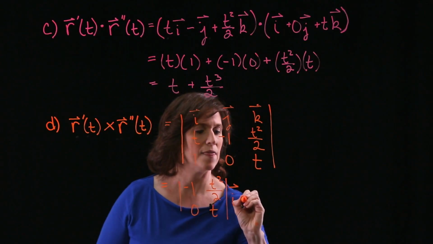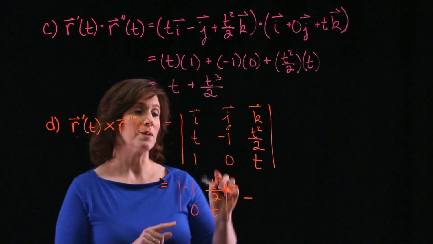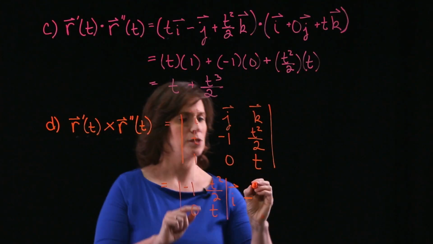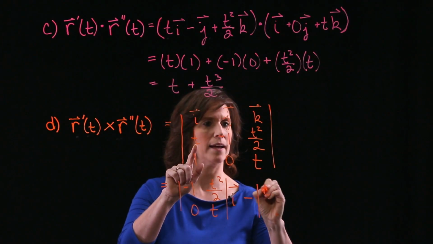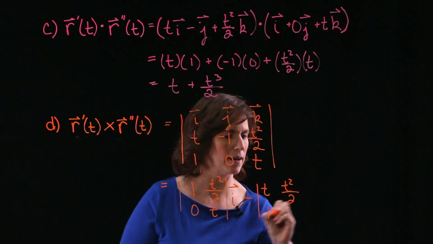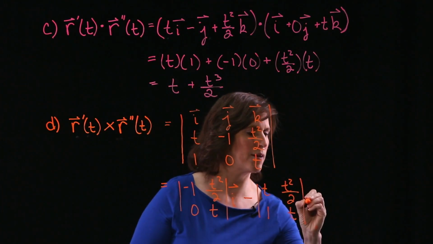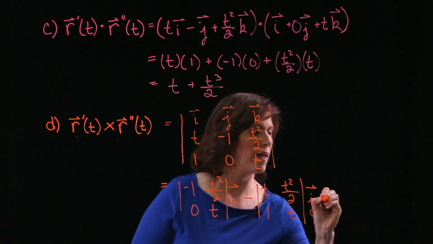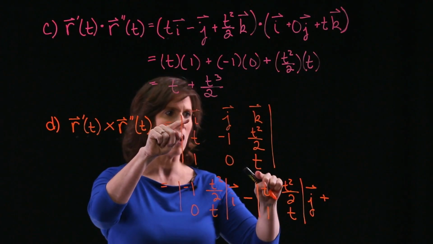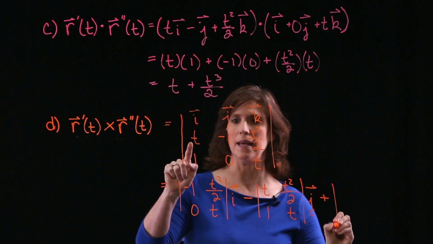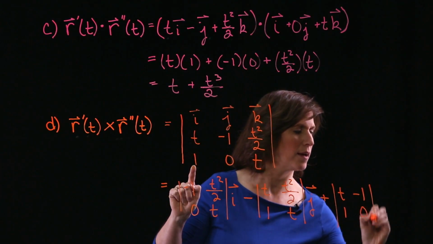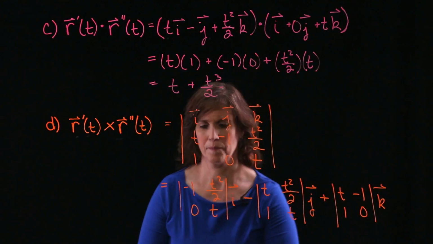Then I'm going to subtract the determinant after I eliminate the row with j in it and the column with j in it. So that's going to look like t and t squared divided by 2 and 1 and t times my vector j. Then I'm going to add the determinant when I eliminate the row that has k in it and the column that has k in it. So that's going to be t, -1, 1, and 0 times my vector k.